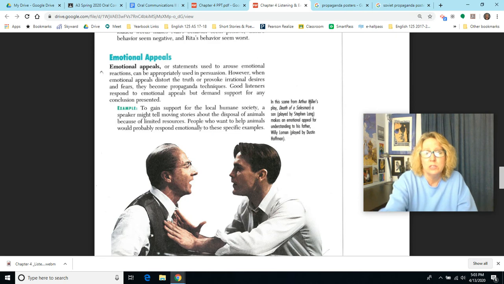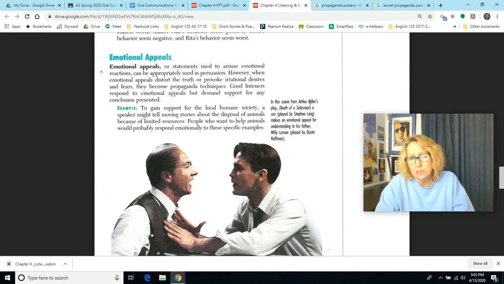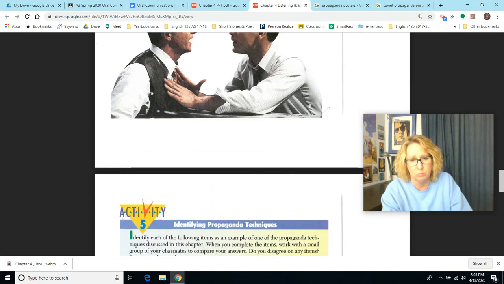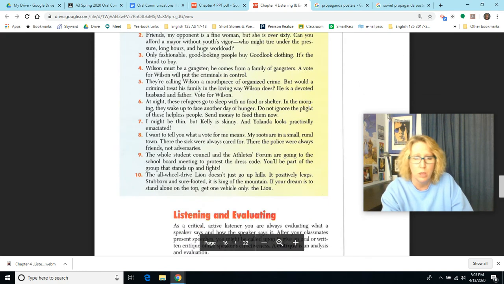So it says, to gain support for the local Humane Society, a speaker might tell a moving story about the disposal of animals because of limited resources. People who want to help animals would probably respond emotionally to these specific examples. But is it the right thing to do?